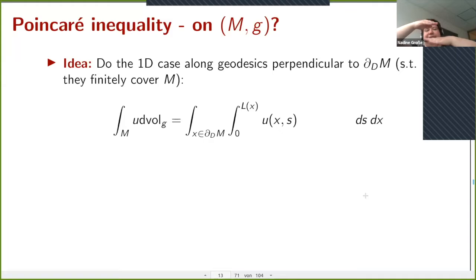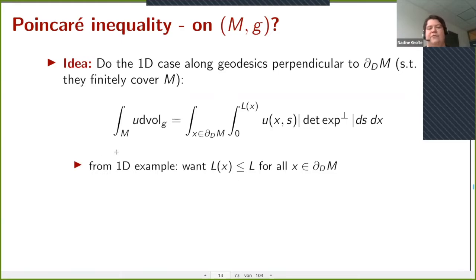And more or less, you would like then that the integral of your function over M, you can decompose into an integral over this geodesic times an integral over the Dirichlet boundary, which is of course wrong if the manifold is not of product type. So that's why normally a geometric part goes in, which is just the determinant of the normal exponential map, so some geometric quantity. But if you're on a nice enough manifold, you can control this.